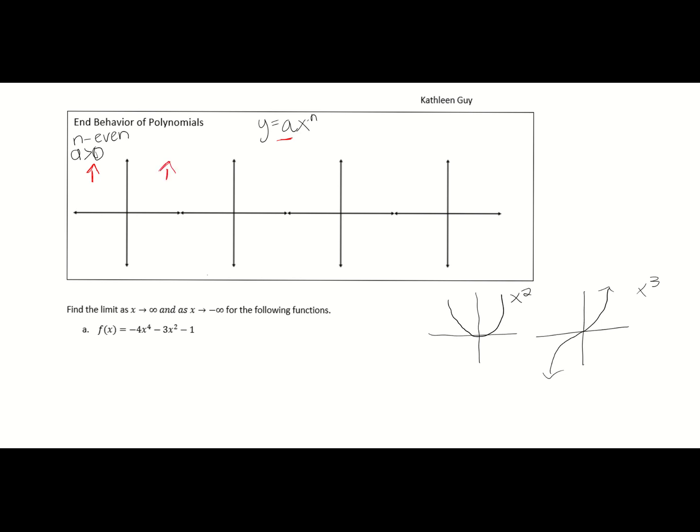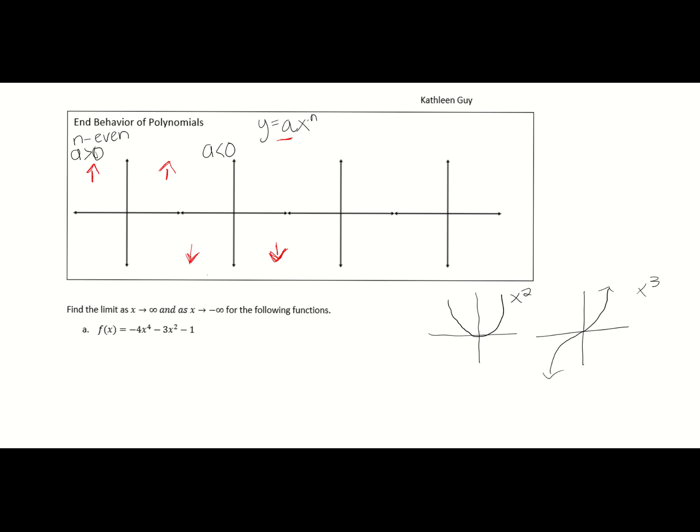Now, what happens if a is negative, the leading coefficient? Well, remember that putting a negative in front of a function reflects it vertically, right? So it will now go down and down. So that's what happens anytime the power is even: both up if the leading coefficient is greater than 0, and both down if the leading coefficient is negative.